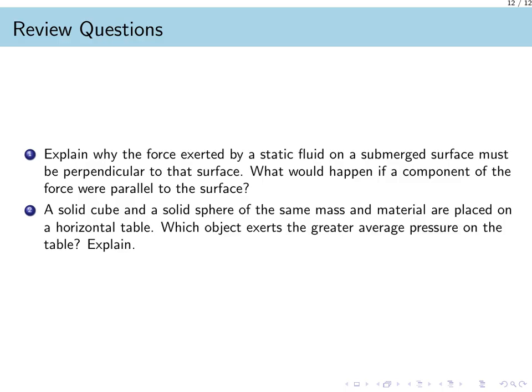For the second question, start with the definition of pressure, which is force divided by area. Both the cube and the sphere have the same mass, so they exert the same downward force on the table due to gravity. Therefore, the difference in pressure must come from the area over which this force is applied. Consider the shape of the contact area for a cube resting on its face versus a sphere resting on the table. The object with the smaller contact area will exert the greater average pressure.